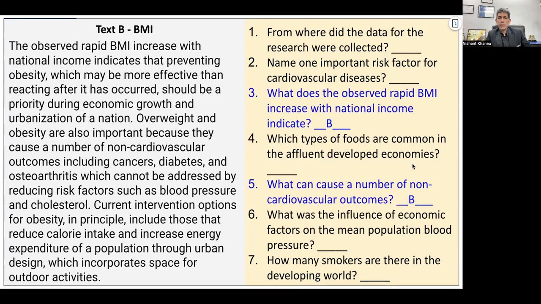And these are my answers. What does the observed rapid BMI increase with the national income indicate? Now here, the article is on BMI. It is easily fitting. 5th, what can cause a number of non-cardiovascular outcomes? So we have very clear wordings, non-cardiovascular outcomes, and we have a cause, a number of, something causes, the overweight causes. So it's mentioned here.